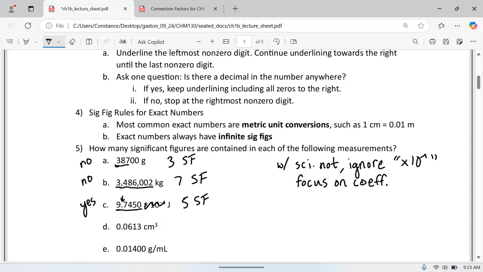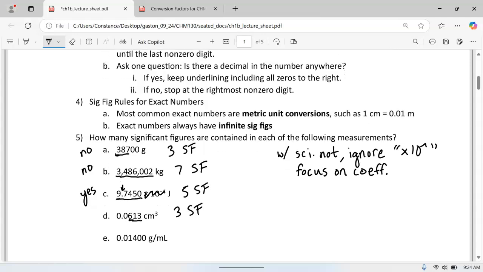Okay, part D, we're going to start at the leftmost non-zero digit. So notice how I'm ignoring what I call my leading zeros. And then I'm going to keep underlining until I get to my rightmost non-zero digit. And there's nowhere else for me to go to the right, so I'm done. And this time I underlined 1, 2, 3 digits, so that is 3 sig figs.